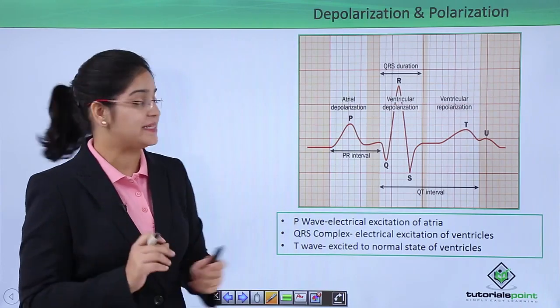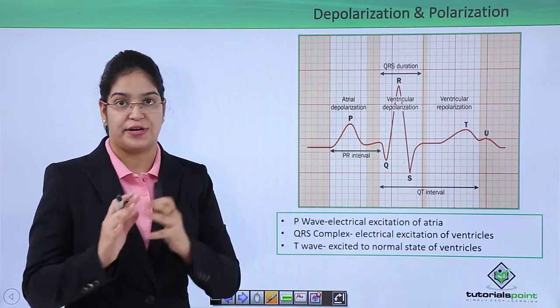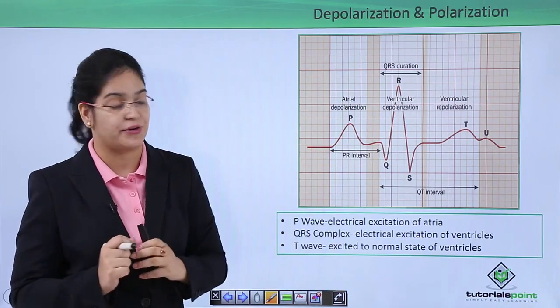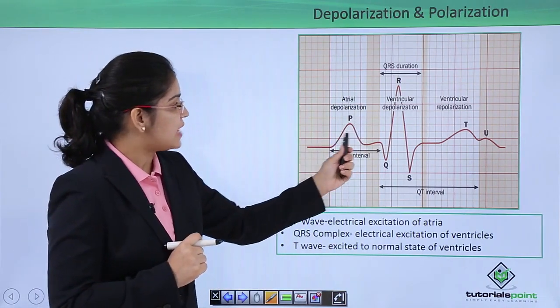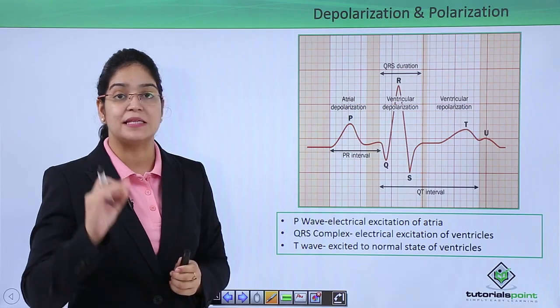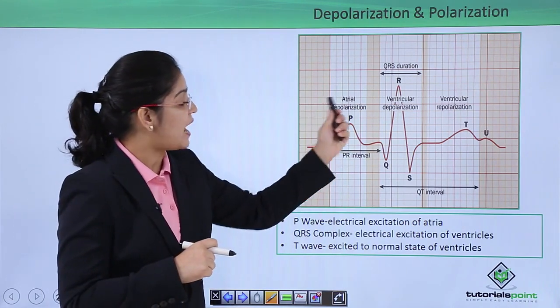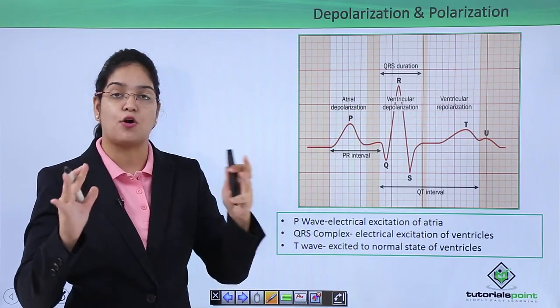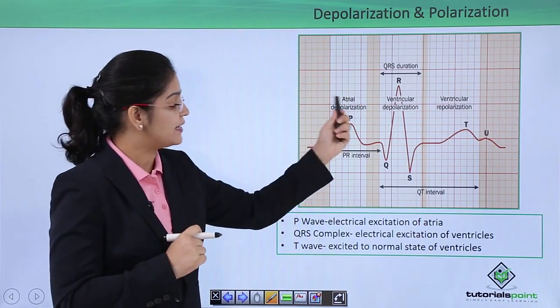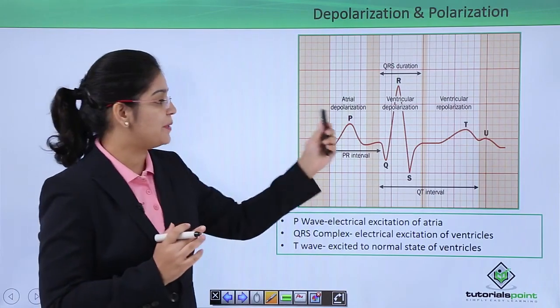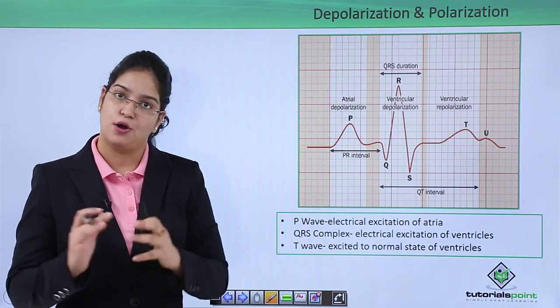The P wave represents the atrial contraction. We know the cardiac cycle starts with the atrial contraction. So, this atrial depolarization means the working phase or the doing phase, the contraction phase. The first cardiac cycle starts with the contraction of the atrium. So, P is showing the atrial contraction.